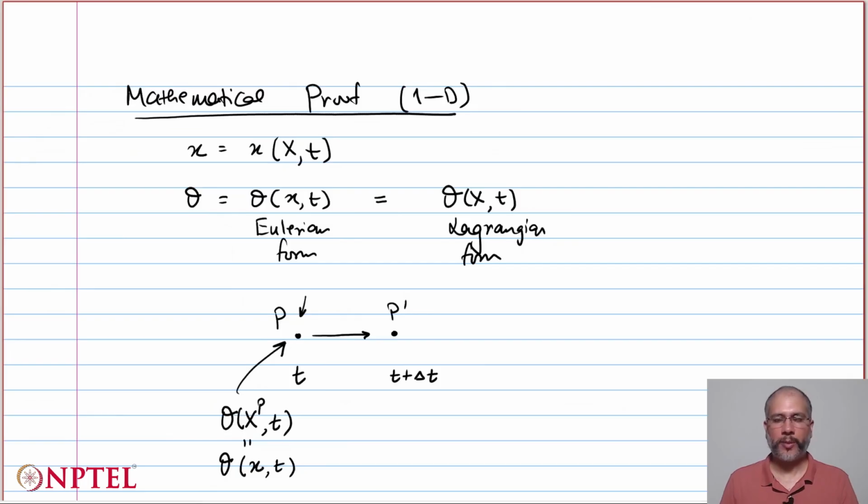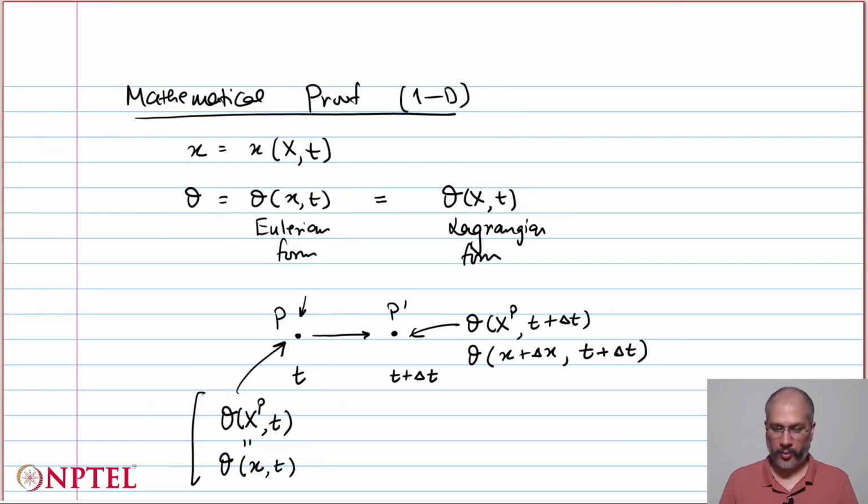And when the particle moves to P prime, we will say that this is theta of the same particle X_P measured at time t plus delta t, because the particle has moved to P prime, and this is the same as theta. Now since the particle has moved, its spatial coordinate has changed as well. So theta at x plus delta x at a later time, that is t plus delta t. So as we can see here, theta capital X comma t is equal to theta small x comma t for the coordinates we have chosen.